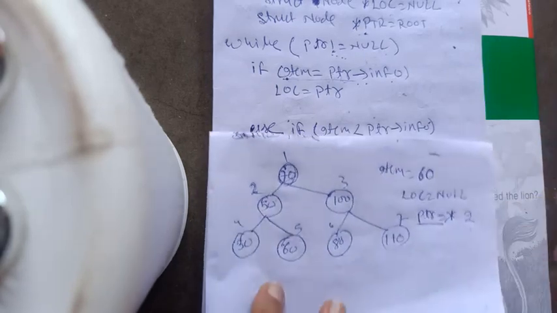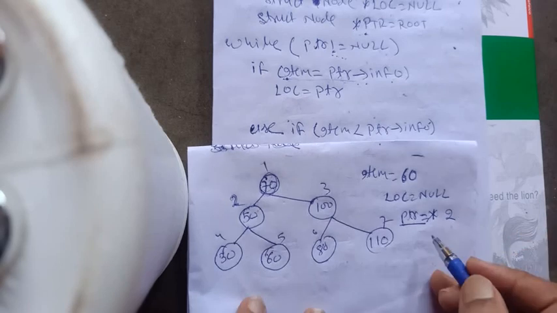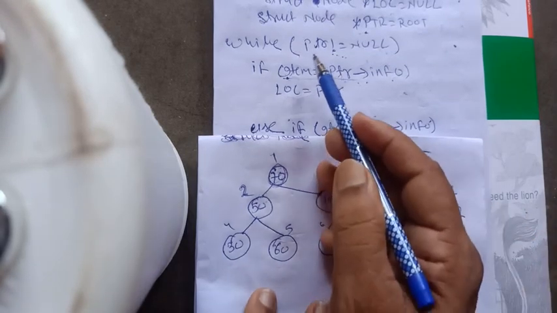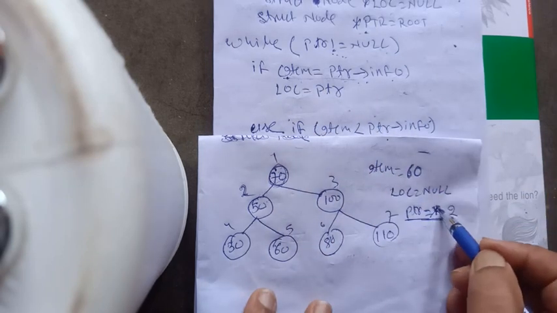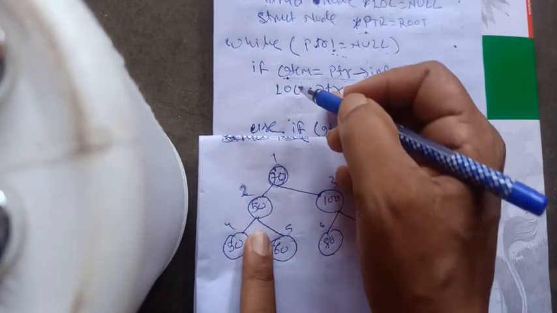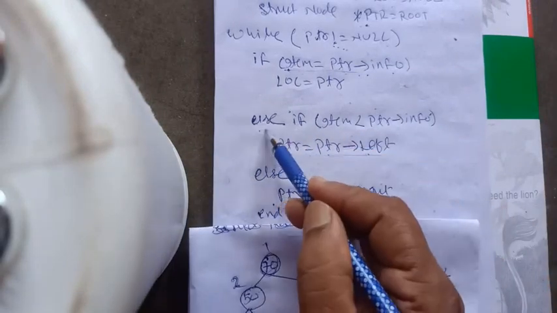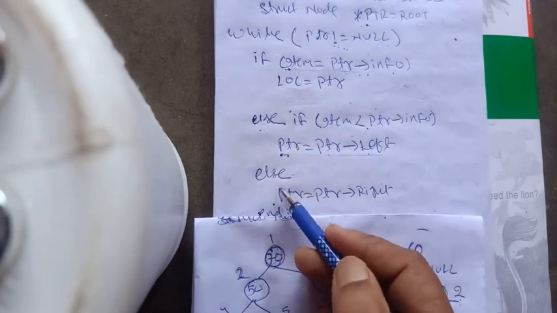Okay, let me tell you how. Right now PTR is 2. Now it will be compared again. If item is equal to PTR of info, so PTR is my 2, and 2 contains 50, so item is not equal. My item is 60, so this condition will be false because 60 is greater than 50, so the else part will execute.